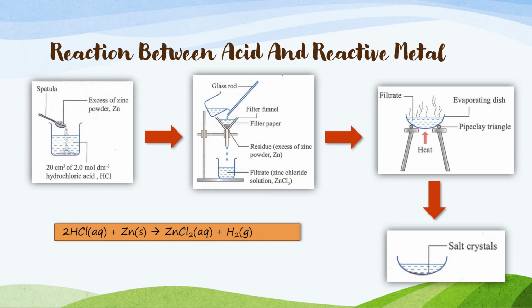Again, the next stage is the same: heat the filtrate until saturated to get the salt produced, and then allow this concentrated solution to cool off. Hopefully from there you can get a very nice crystal out of the solution. The chemical equation is given in the orange box. The reaction between acid, which is hydrochloric acid, and metal, which is zinc, will produce salt, in this case zinc chloride, and hydrogen gas.